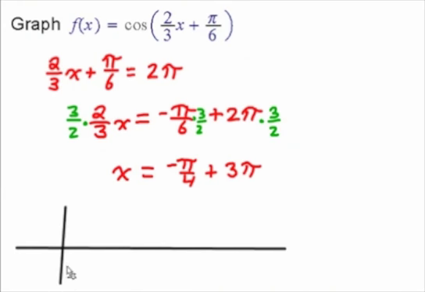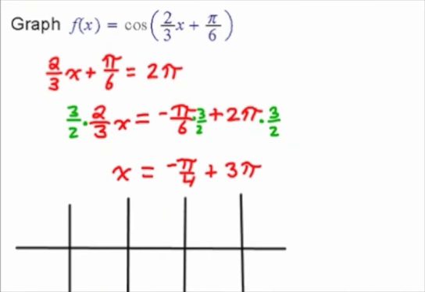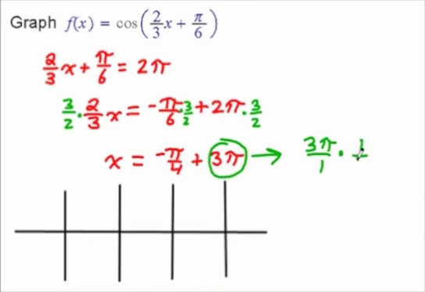So 1, 2, 3, 4. And since I'm cutting the period into 4 equal pieces, I'm going to take the period here, 3 pi, and I'm going to multiply it by 1/4 to cut it into those 4 equal portions. So this will be 3 pi over 4 for every one of my intervals.